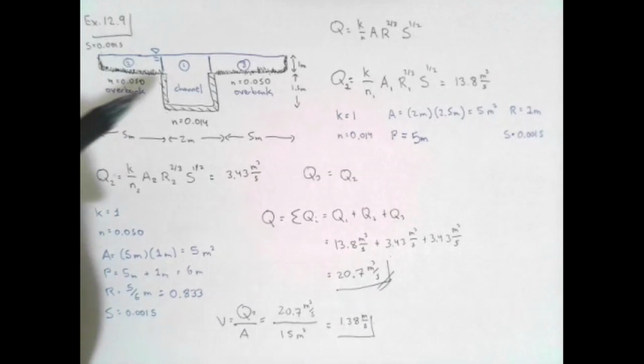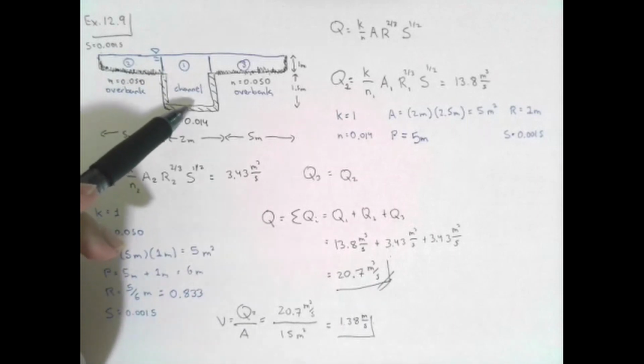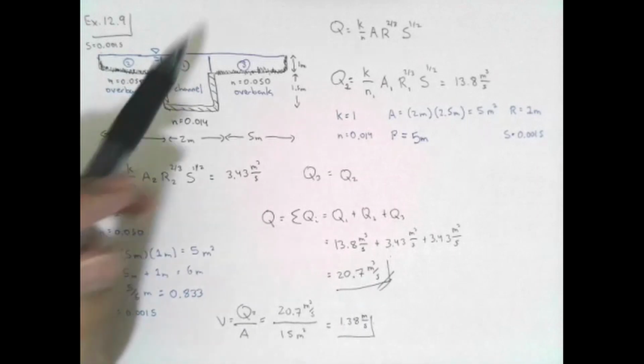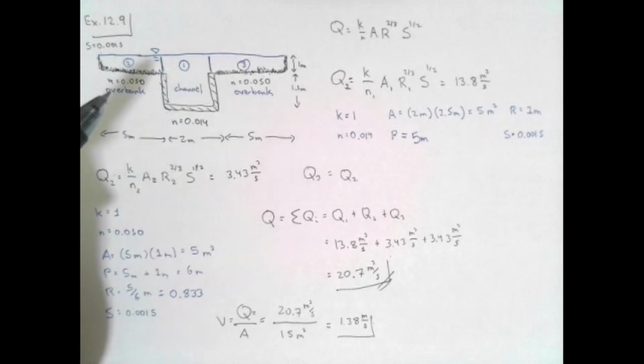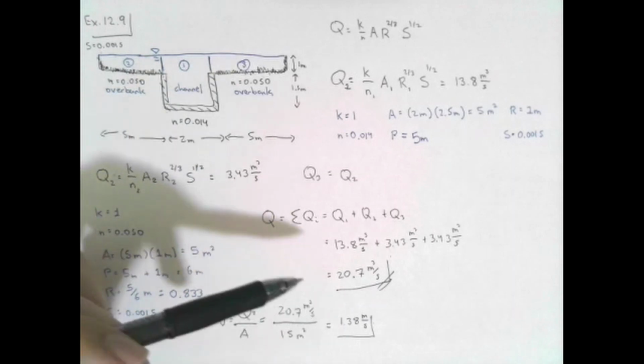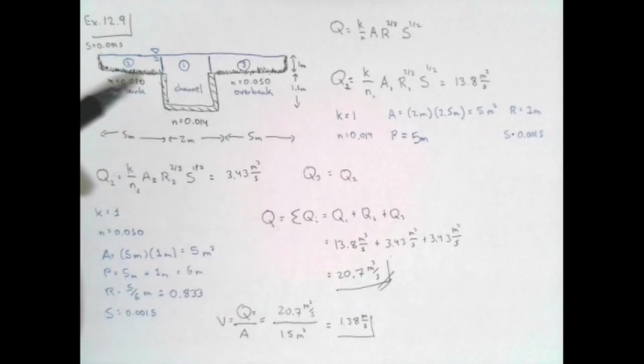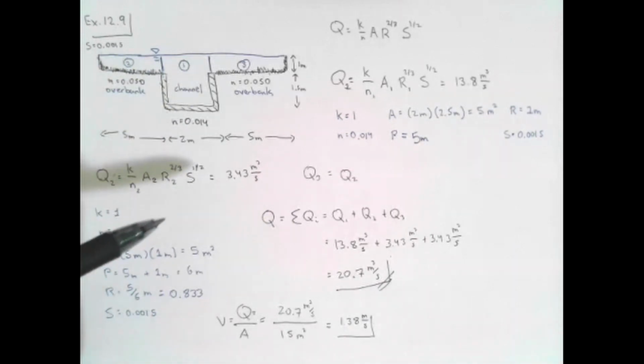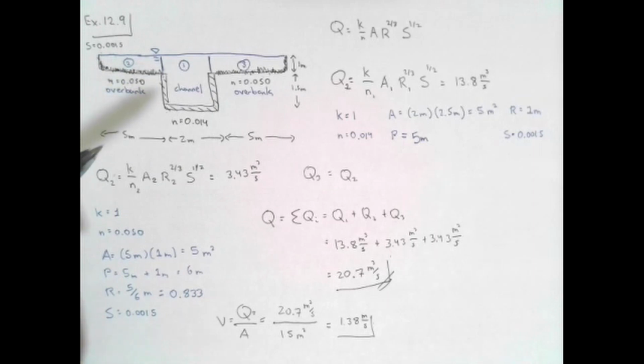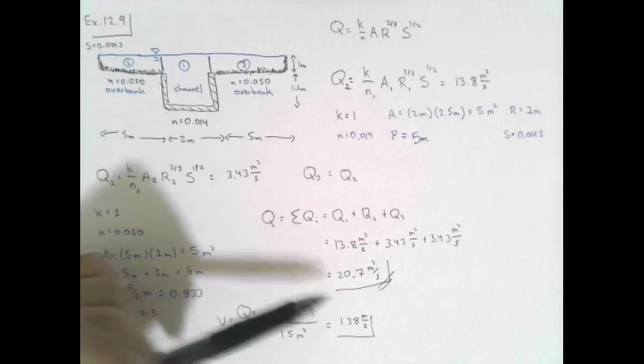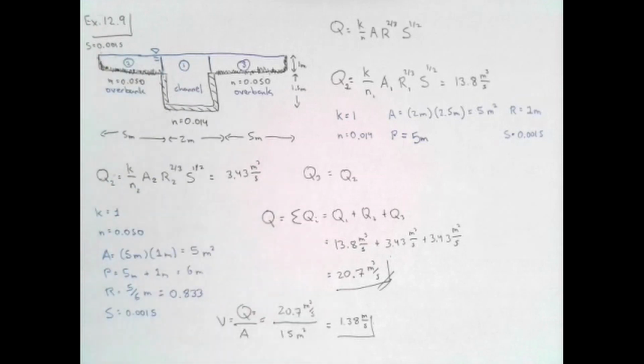You should know that the velocity in the concrete channel is probably going to have to be a lot greater than the velocity in the overbank, right? So this 1.38 is actually the average velocity throughout our entire channel. It cannot be the velocity everywhere, right? It's actually the average velocity. So realistically, the velocity in the channel will be greater than 1.38. The velocity in the overbanks should be smaller than 1.38.